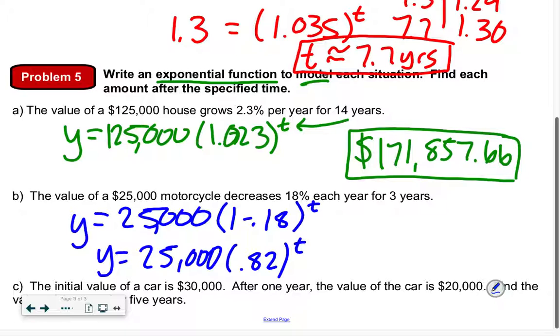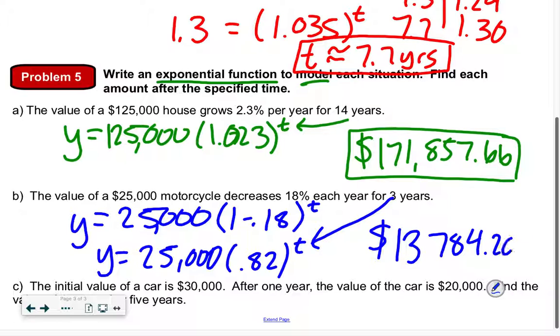And then what did you say I'm plugging in for T, Allison? 3. Plug my 3 into T. Go ahead in your calculators. I better get a number less than 25,000. Yep. What'd I get? 15,708.22. That motorcycle after 3 years lost almost half its value.